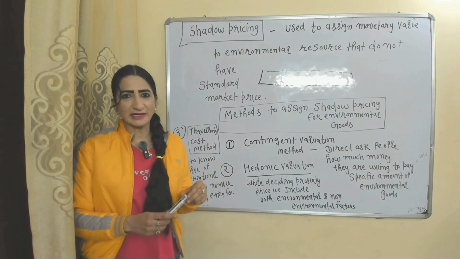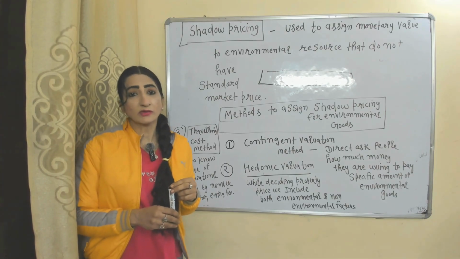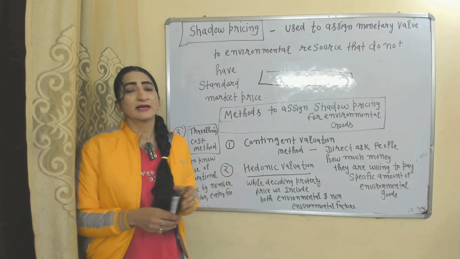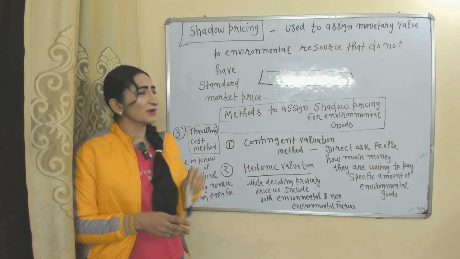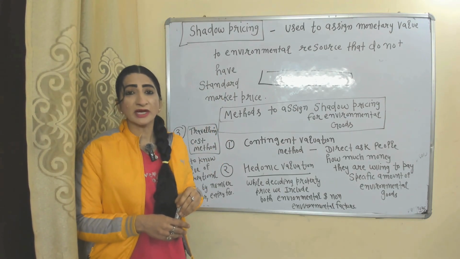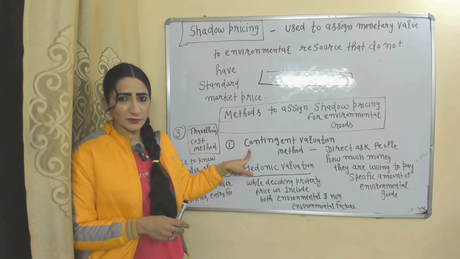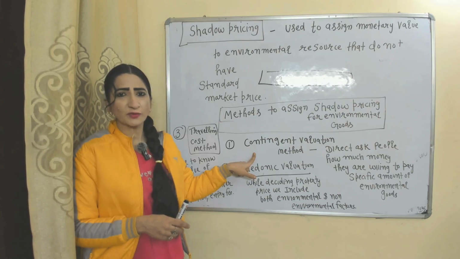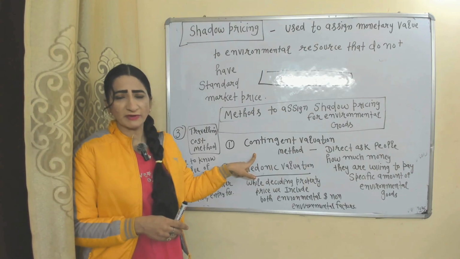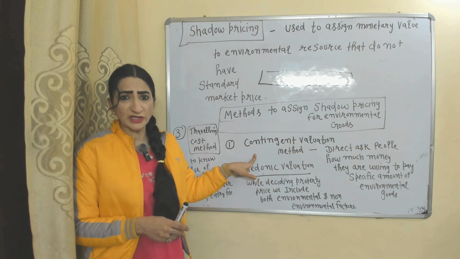In cost benefit analysis, we use the cost of environmental goods, but environmental goods don't have any price tag. That's why we use shadow pricing. Shadow pricing assigns monetary value to environmental resources that don't have any standard of pricing. The first method to assign shadow pricing for environmental goods is the contingent valuation method. Here we directly ask people how much money they are willing to pay for a specific type of environmental good. For example, how much money they are willing to pay for fresh air.